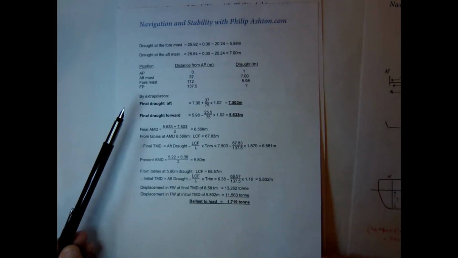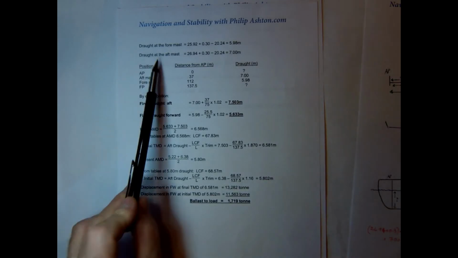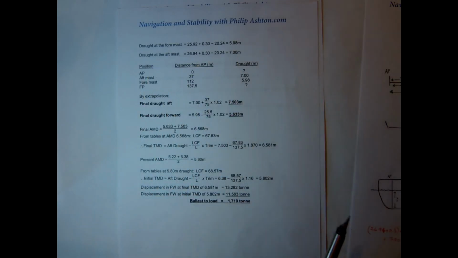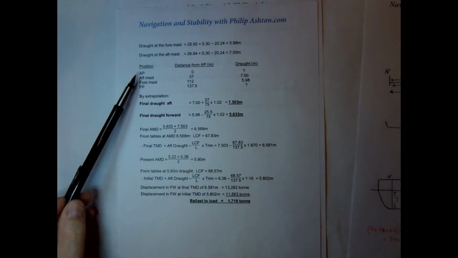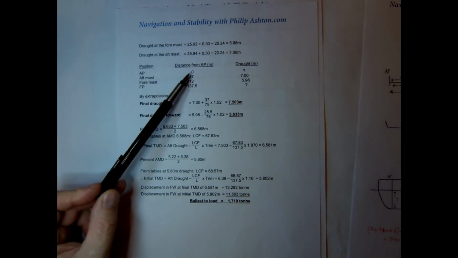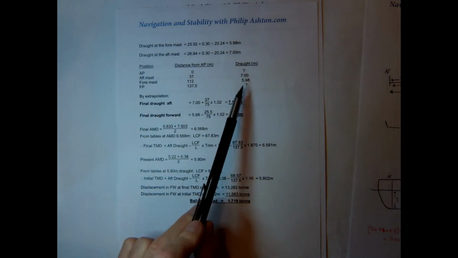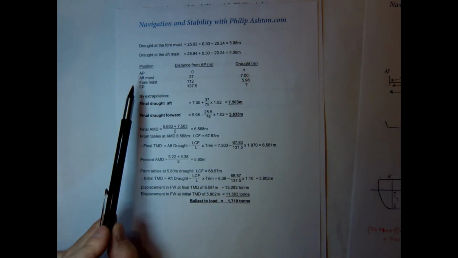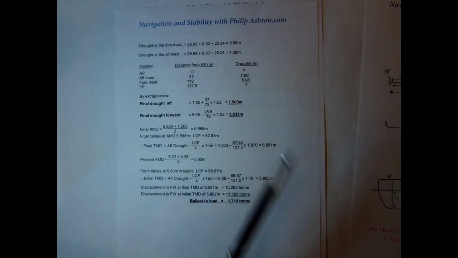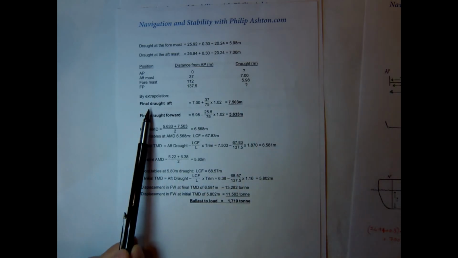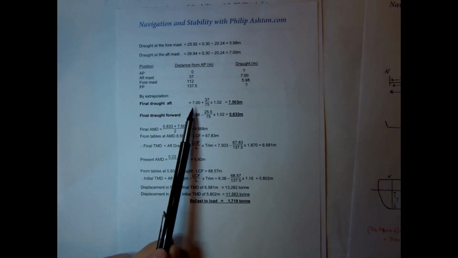So now let's look at the maths behind it all. So draft at the foremast, draft at the aftermast, we've written them down there. Put here the after peak, aftermast, foremast, forepeak, the distances, and that's what we're looking for, the draft at the after perpendicular and the draft at the forward perpendicular. So for the draft aft, it'll be 7 metres.